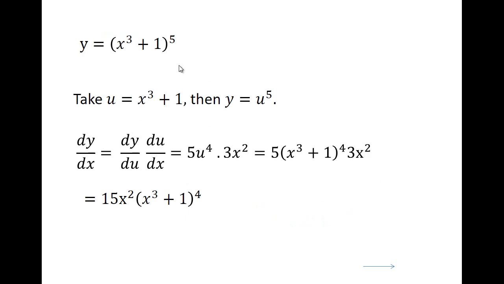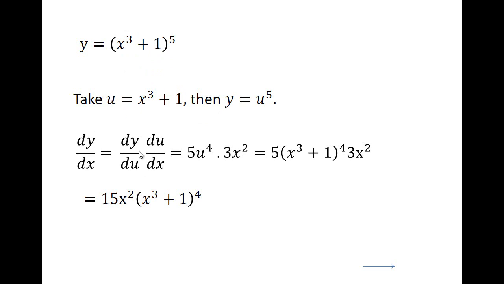Now I'm going to redo this question again. The y is x cubed plus 1 to the 5, and we want to find the derivative of y with respect to x. If you look at this function, the outside function would be x to the 5, and the inside is x cubed plus 1. So we take u to be x cubed plus 1, then y would be u to the 5. Now, the derivative of y with respect to x is the derivative of y with respect to u multiplied by the derivative of u with respect to x.